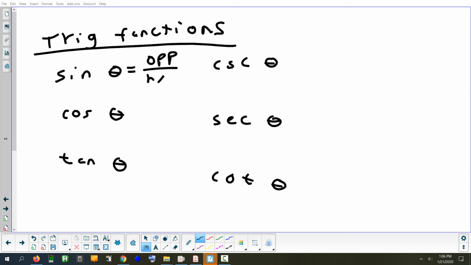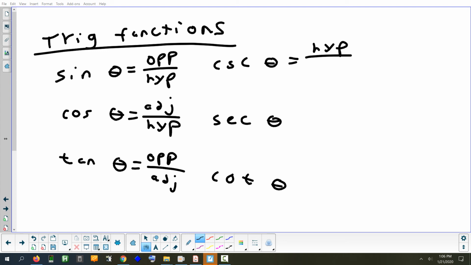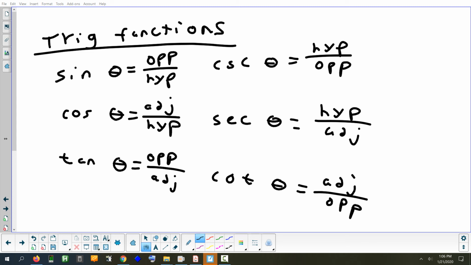So sine is opposite over hypotenuse. Cosine is adjacent over hypotenuse. Tangent is opposite over adjacent. And the 3 on the right, you just take the 3 on the left and flip them. So hypotenuse over opposite, hypotenuse over adjacent, and adjacent over opposite. Okay, so those are the 6 basic trig functions written in terms of opposite, adjacent, and hypotenuse.